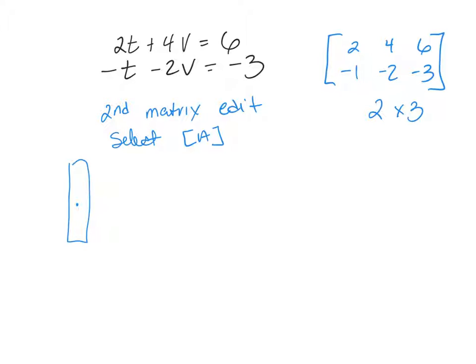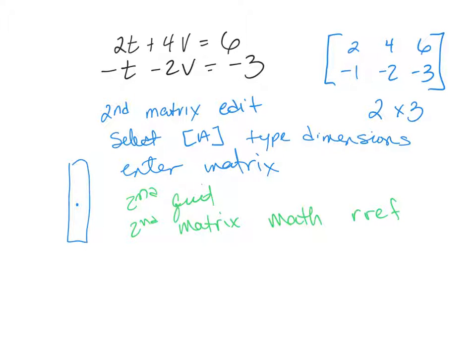So put in a 2, enter, 3, enter, and it gives you the shape of the matrix up there that you see. You see that there's 6 numbers? Now we're going to key it in. So you do 2, enter, 4, enter, 6, enter, and it goes down to the bottom row. -1, enter, -2, enter, -3, enter.